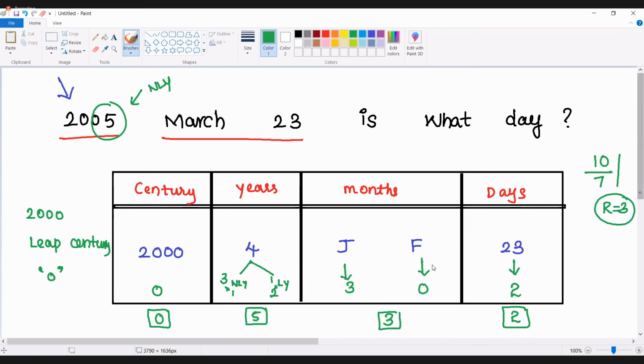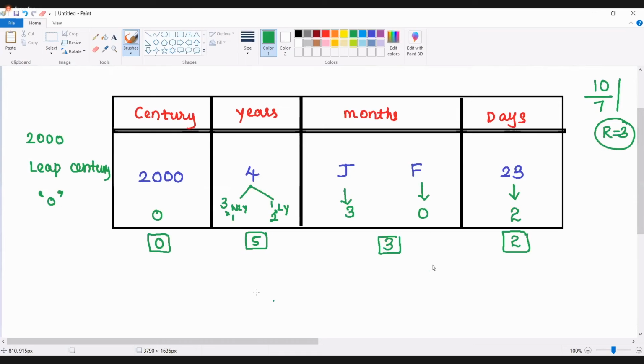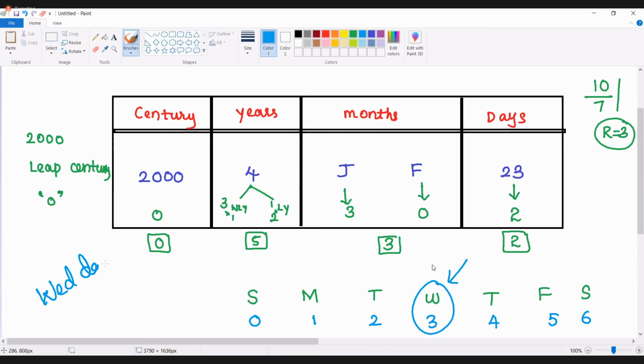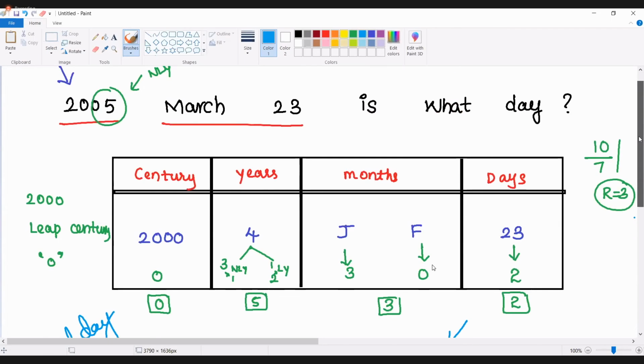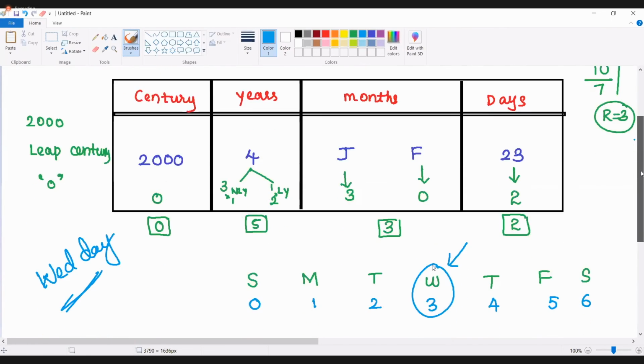So 3 means what is your answer choice? You can take the day scale like this: Monday, Tuesday, Wednesday, Thursday, Friday, Saturday, Sunday. You can always start the numbering from Sunday as 0, 1, 2, 3, 4, 5 and 6. So if you are getting a remainder of 3, your answer choice is Wednesday. So for the given date, 2005 March 23rd, the answer is Wednesday.